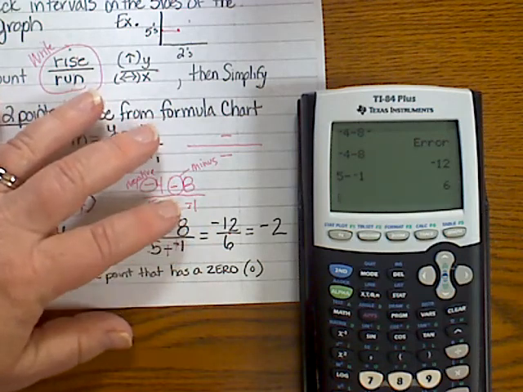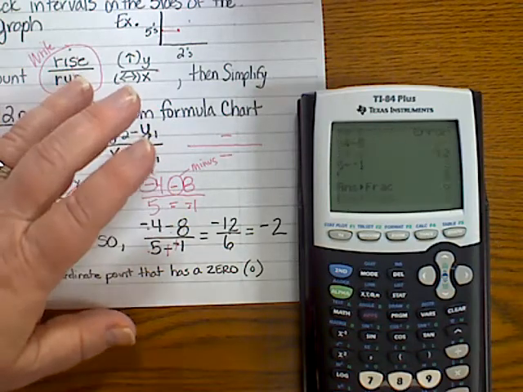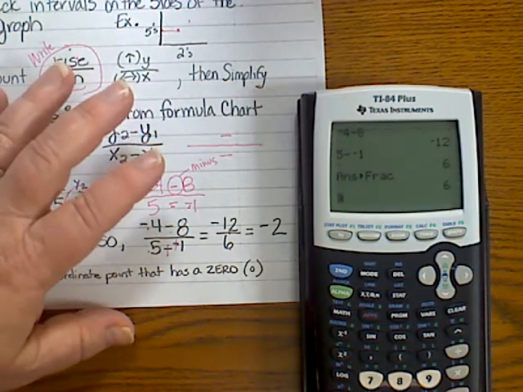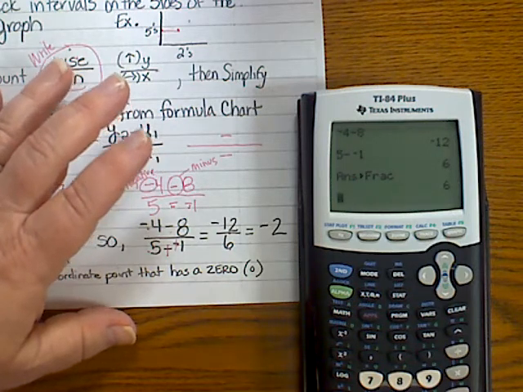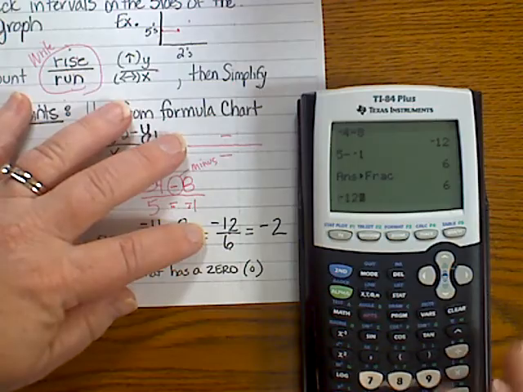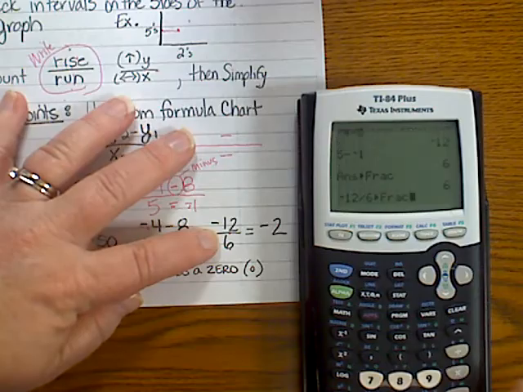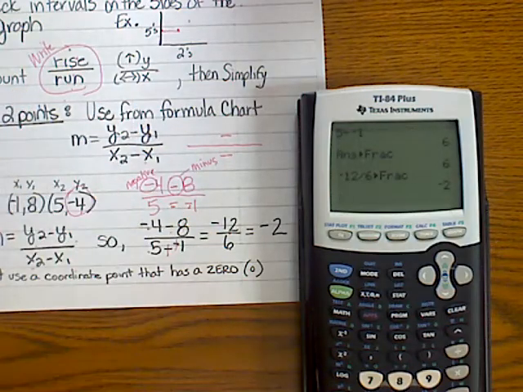If your answer choices are in fractions, then hit math, enter, and it'll give it to you in a fraction. If it's over 1, then it's going to give you a whole number, okay? So I'd have negative 12 divided by 6, math, enter. It'll simplify it as a fraction. If you need a decimal or a whole number, then you just hit enter, okay?